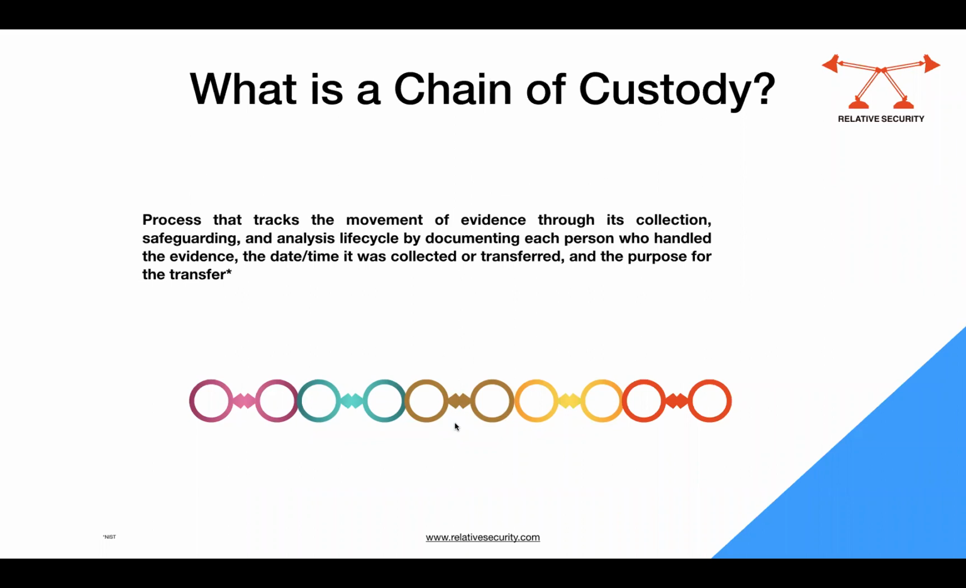What is chain of custody? So the answer would be that it is the process which involves tracking the movement of evidence from the point it was collected, what measures were taken to safeguard it, and the analysis life cycle, by documenting each person who handled or accessed the evidence, the date and time it was collected or transferred, and the purpose for that particular transfer.